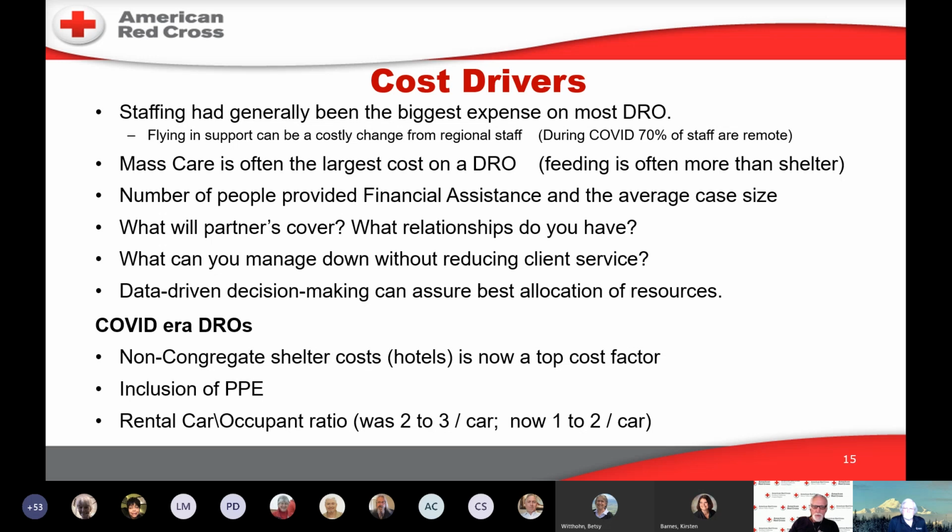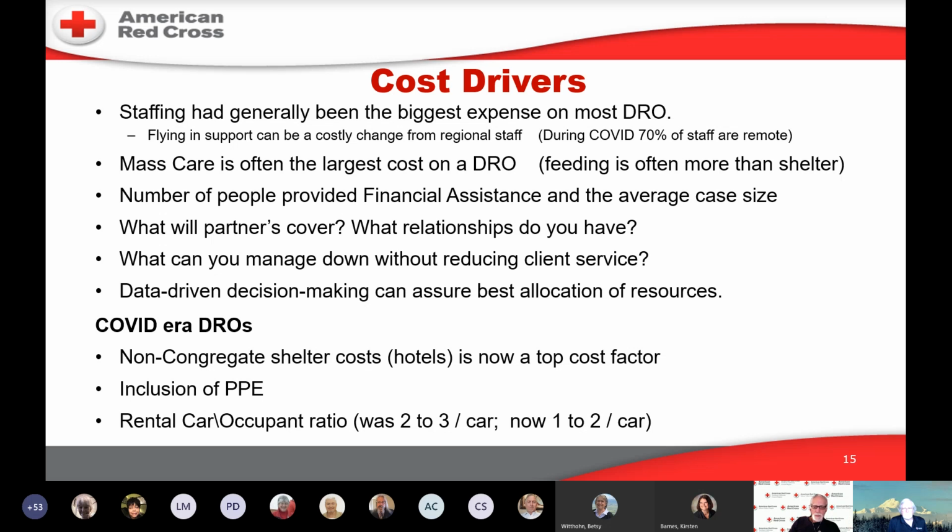Right now with COVID, we've shifted from only 5 to 10% of staff being remote to 70% of staff being remote. So staff travel costs and staff deployment costs are no longer a major expense in our current environment. However, the other costs have changed. Mass care is generally the largest cost of an operation, especially in the first weeks.